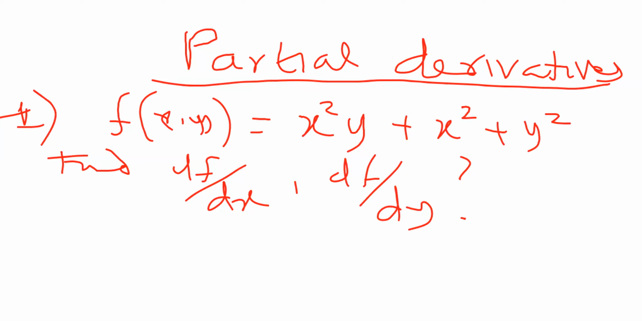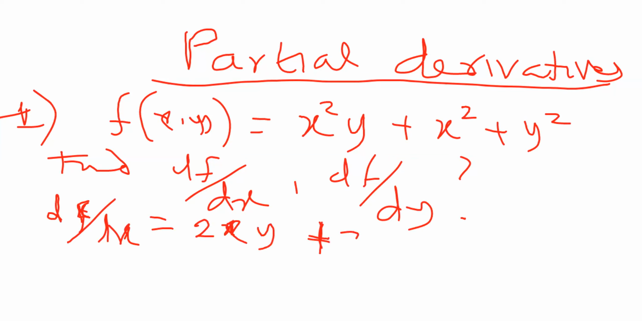So to solve the first one, the partial of f with respect to x. This first one, x squared and y, we'll just differentiate using the product rule: 2x times y. Plus, we differentiate x squared, which is 2x. This y squared will be constant, which means it's 0. And that is the answer to that question.